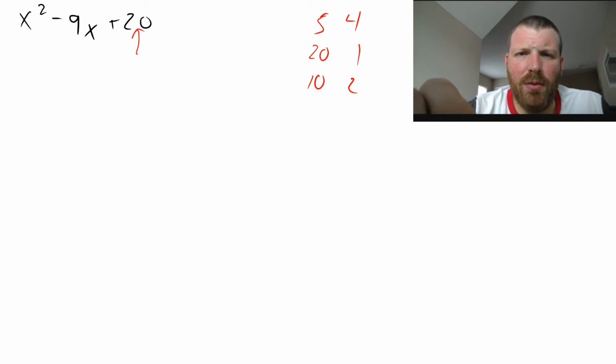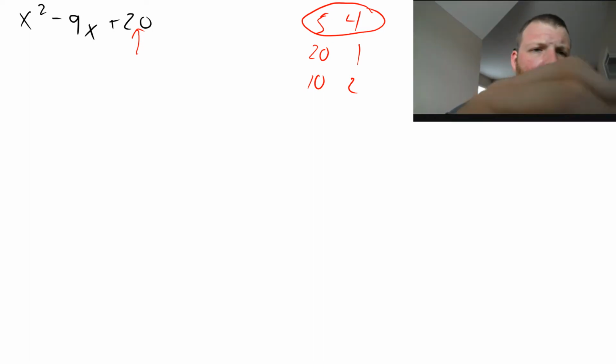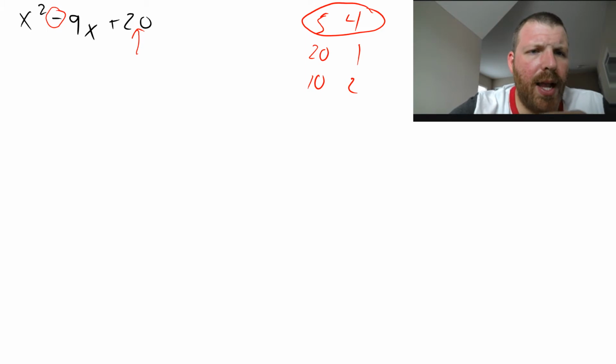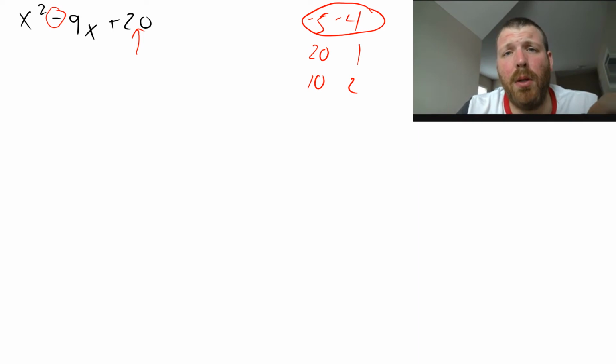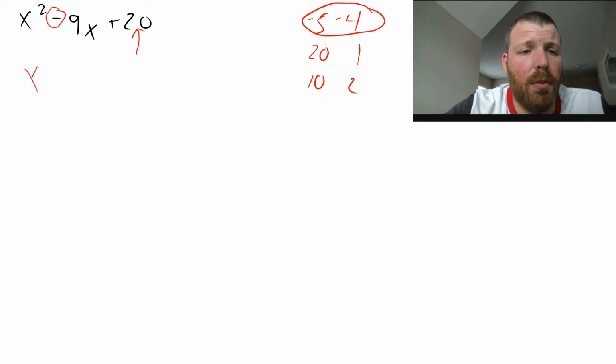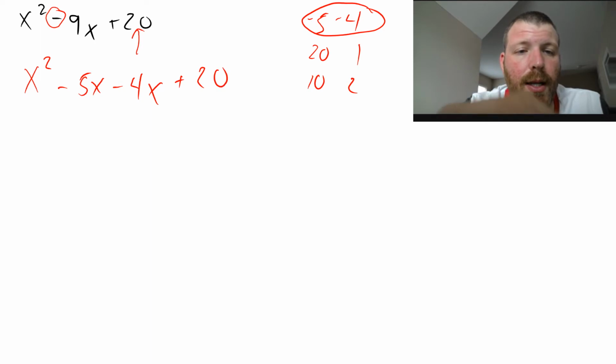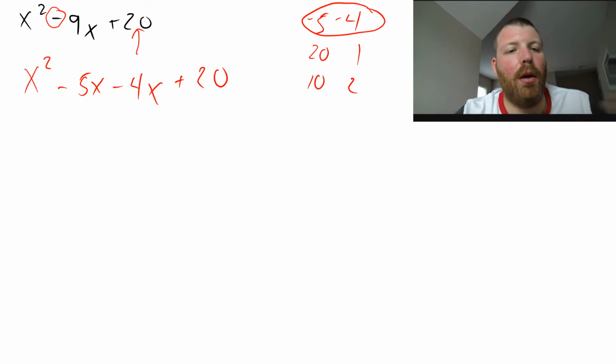When I look at these, the only way I can get 9 is by looking at 5 and 4. But you have to remember that if you have a negative on the outside here, we have to take care of that. To get -9, these both would have to be negative, because -5 plus -4 is -9. So I'm going to rewrite it as x squared minus 5x, don't forget your x, minus 4x plus 20. Like I said before, all we're doing is taking this 9 and breaking it into two pieces, a 5x and a 4x, and they both are negative here. And we can group.